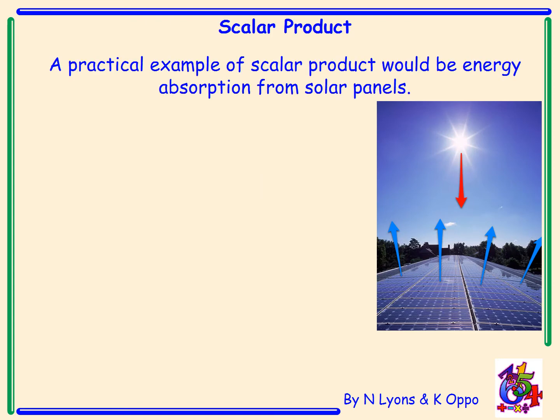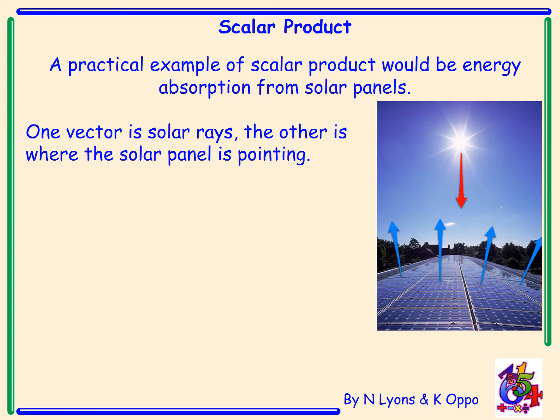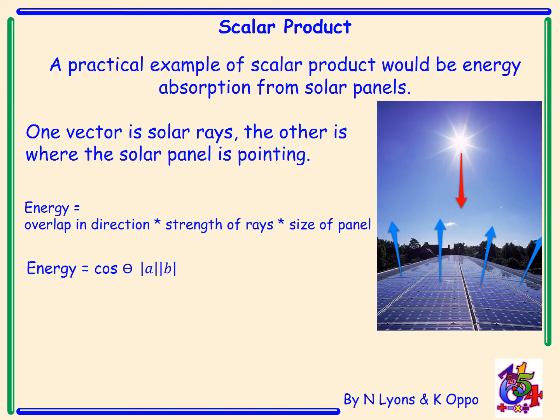A practical example of scalar product would be energy absorption from solar panels. One vector would be the solar rays, the other is where the solar panel is pointing. We could see that the energy absorption could be calculated by the overlap in direction multiplied by the strength of the rays multiplied by the size of the panel. Or in other words, the energy is equal to cos theta multiplied by the magnitude of A multiplied by the magnitude of B.